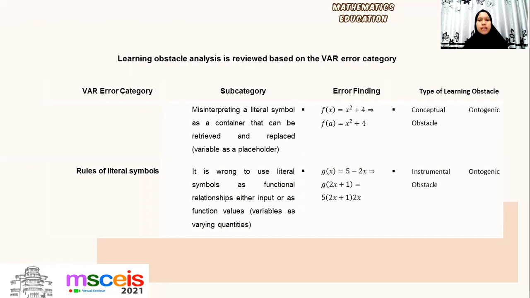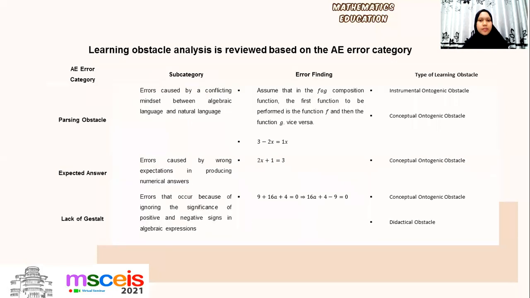Based on the interview data, students still assume that their work on the written test is correct. So the type of learning obstacle for the first case is conceptual ontogenic obstacle, and the second is instrumental ontogenic obstacle. And then this is the learning obstacle analysis based on the AE error category. AE is algebraic expression. So the first is about parsing obstacle.